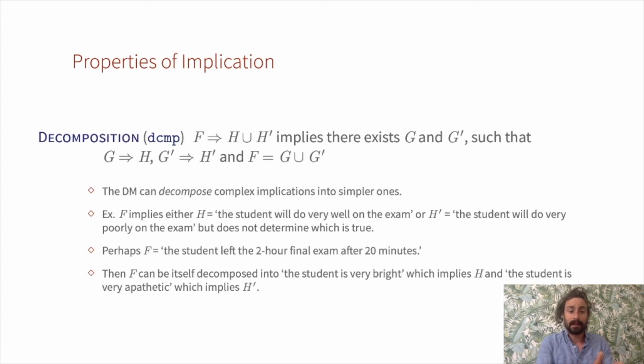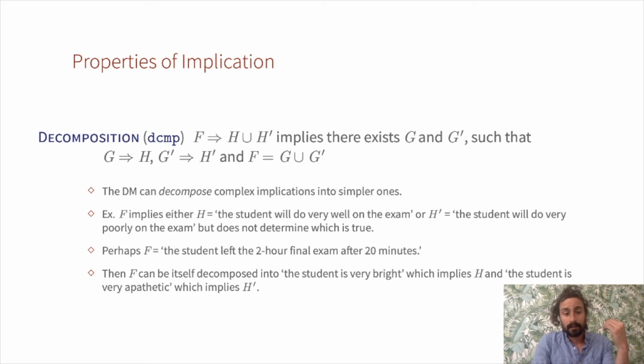And finally, decomposition. And this is the only axiom that's sort of complicated enough to warrant an example. And that's that if F implies some joint hypothesis, so F implies H or H prime, then I'm positing that there exists a decomposition of F into a G and a G prime, such that G implies H and G prime implies H prime. So complicated implications, F implying a joint event, a union of events, can then be broken down into two separate implications, G and G prime, not necessarily distinct, they could be the same, and G and G prime aggregate back up to F.